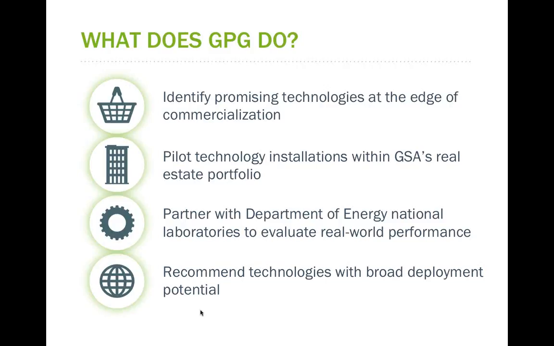Annually, GTG selects 5 to 10 of the most promising technologies available, and we pilot them in select GSA buildings for evaluation by the DOE National Labs. With those results, GTG makes recommendations for the highest and best use implementation of the tested technology in order to accelerate their deployment throughout GSA's portfolio and eventually the commercial building industry at large.